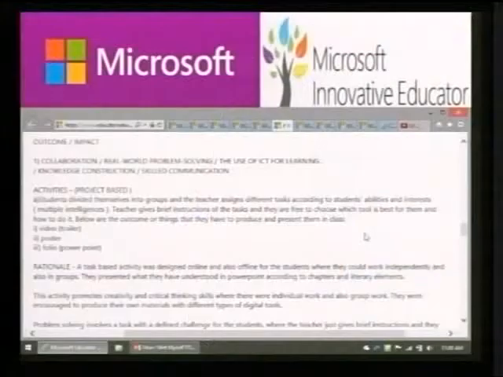Of course, they have come up with amazing outcomes. They used Windows Video Maker for the trailer. They used Microsoft PowerPoint for the folio, and also the poster. So, poster basically.